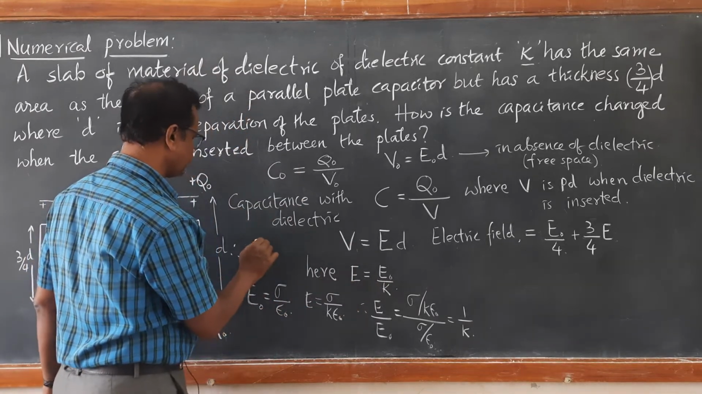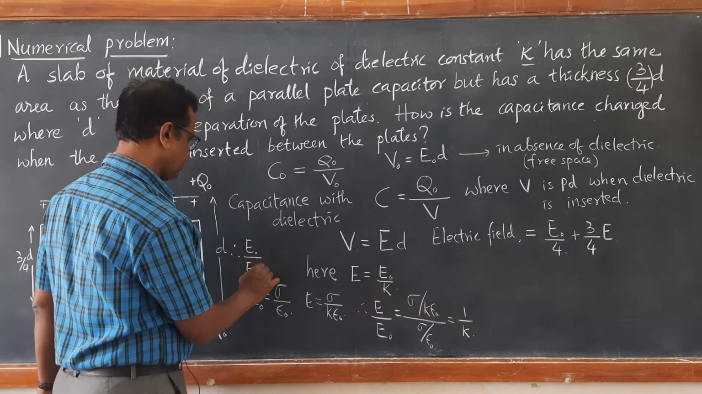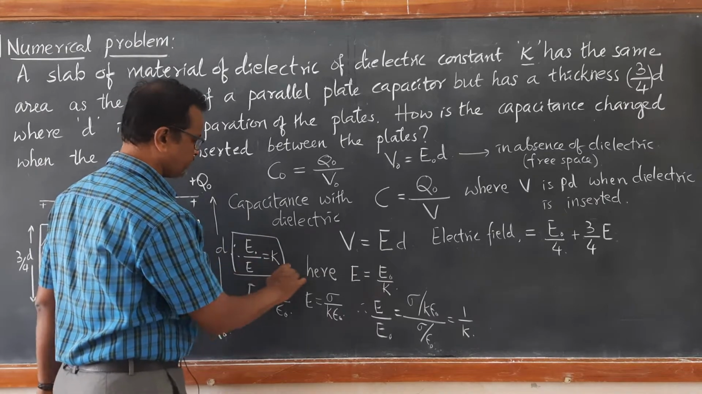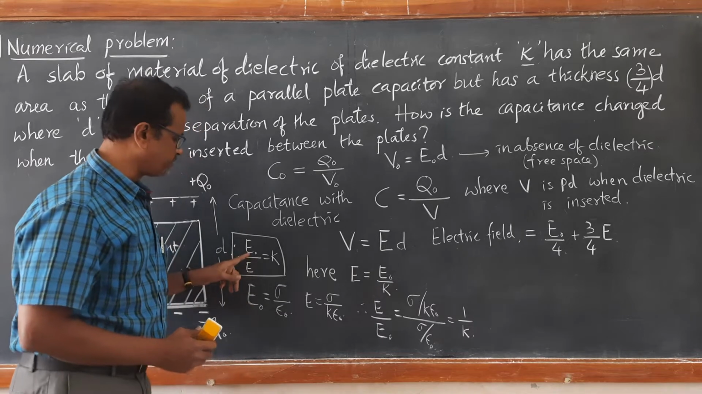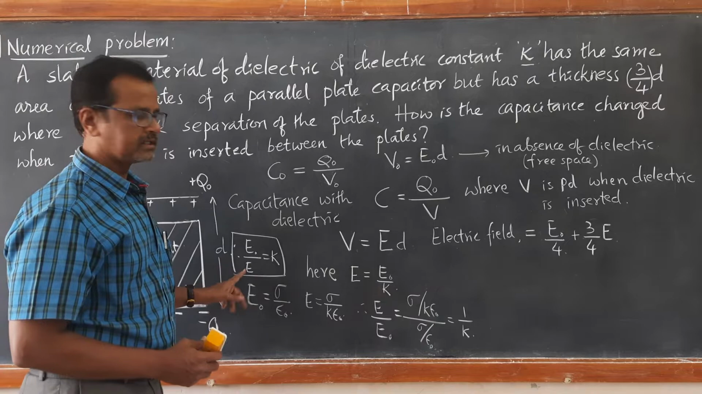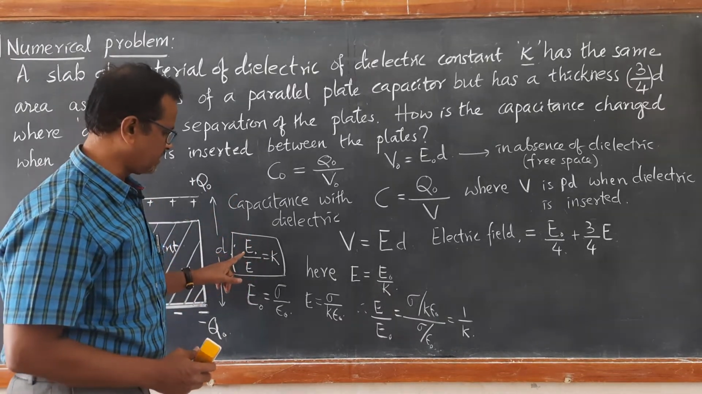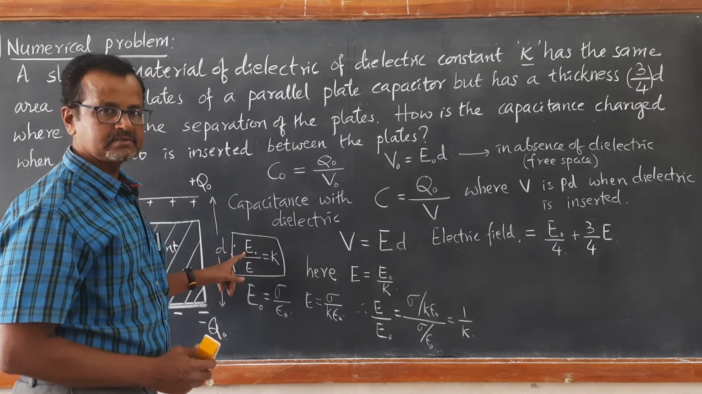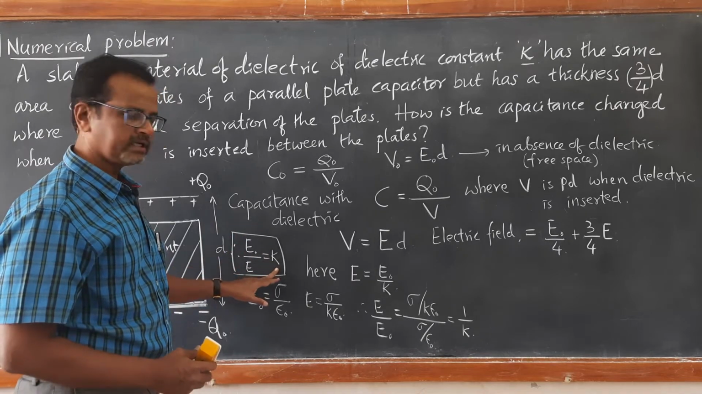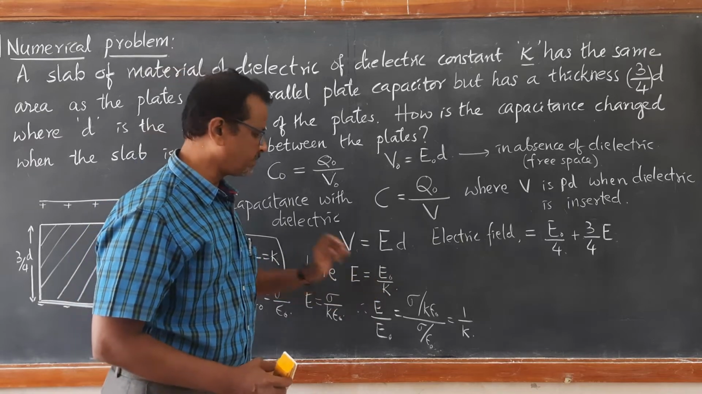We discussed this in the previous session: E naught by E is equal to K. That is how we concluded in the previous video. The ratio of the electric field with free space to the electric field filled with dielectric gives us the dielectric constant. So you can see here, E is equal to E naught by K.